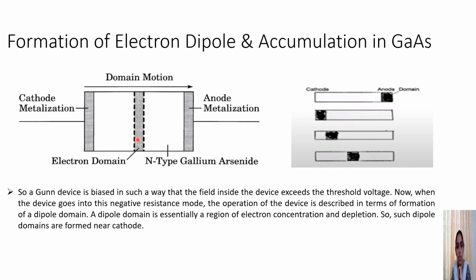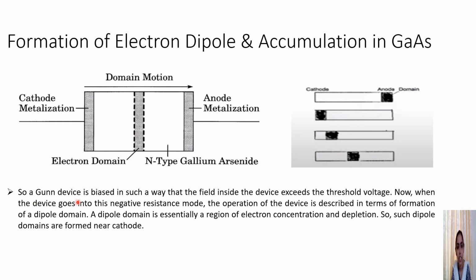It is going to form high field domains, first of all, initially near the cathode, and then it gets shifted to the anode. Remember, these two layers are used for providing biasing. So here we have a cathode metallization and here we have an anode metallization. So a high field domain will be formed separating the low fields.